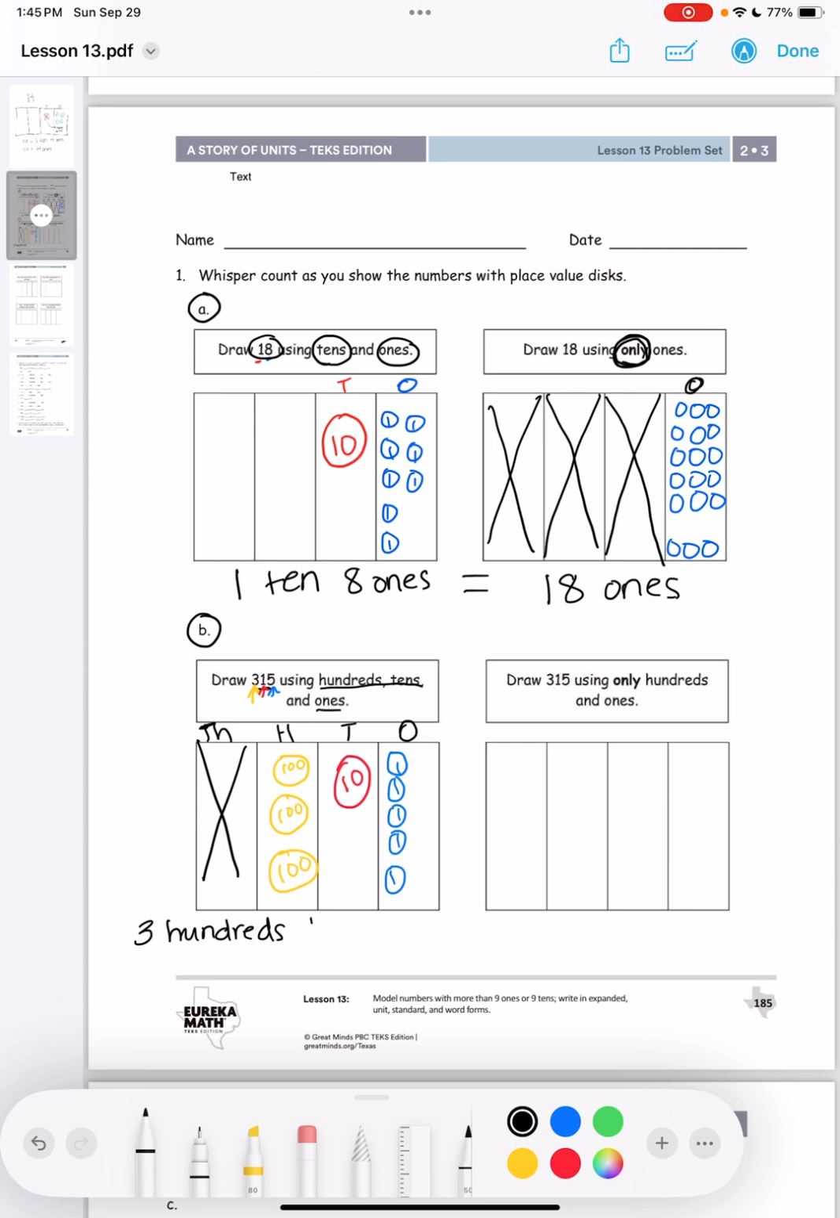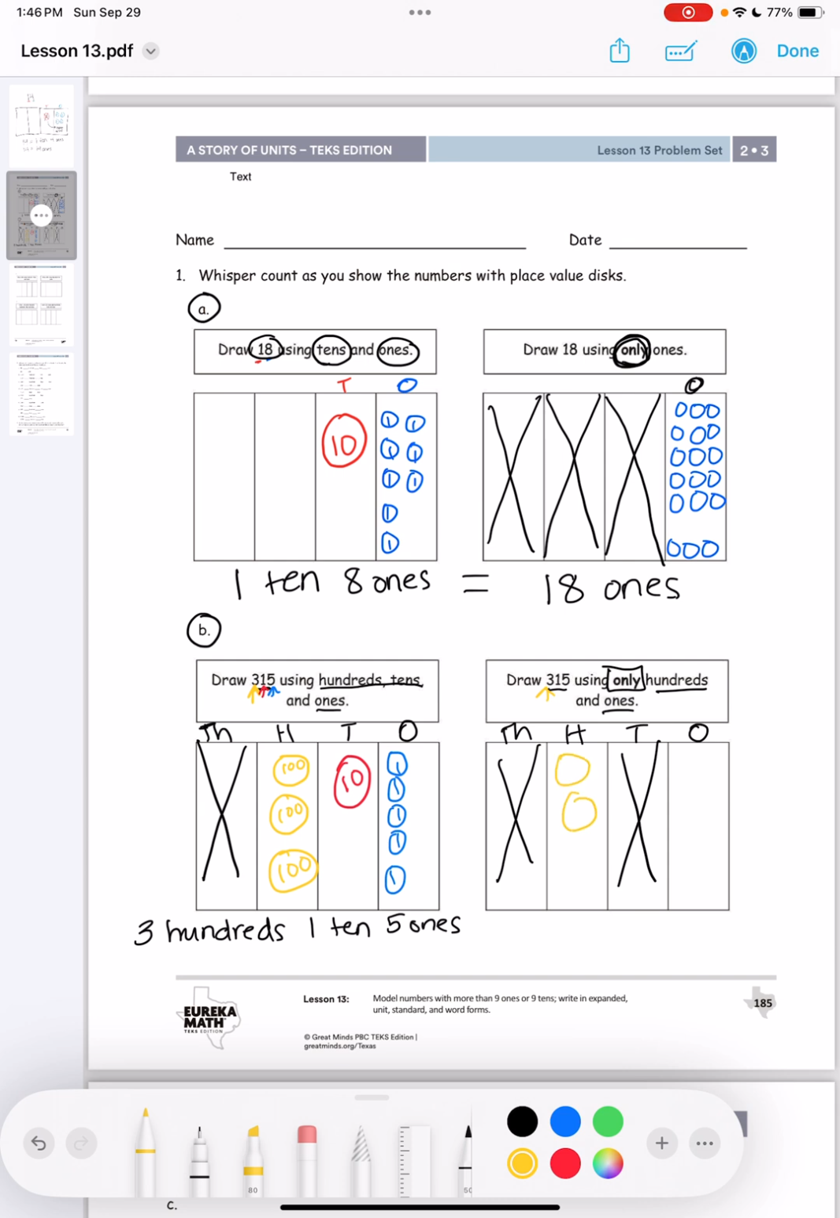Now let's look at my next one. Draw 315 using only hundreds and ones. So when I label my place value chart, ones, tens, hundreds, thousands, I'm using only my hundreds and my ones, so I'm not going to use my thousands. I'm not going to use my tens. My hundreds place stays the same, 3 hundreds. So I'm going to put 3 hundred place value discs in the hundreds place.